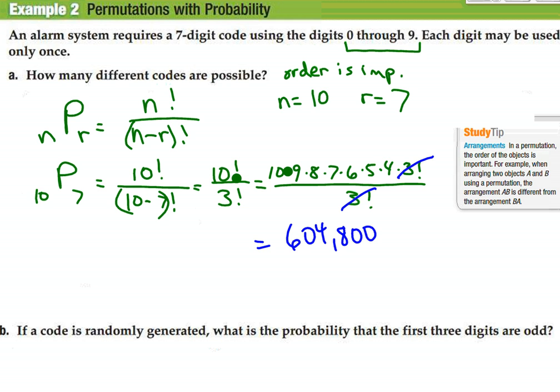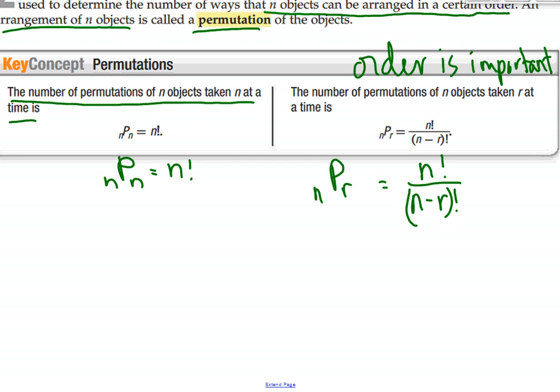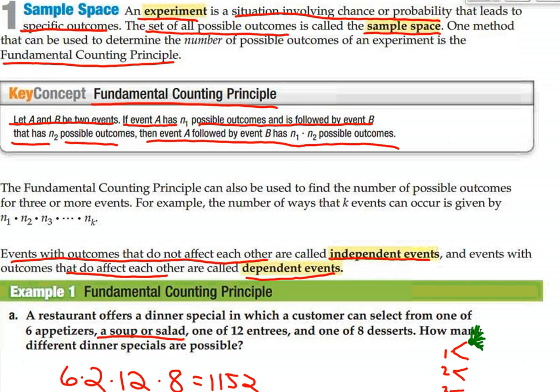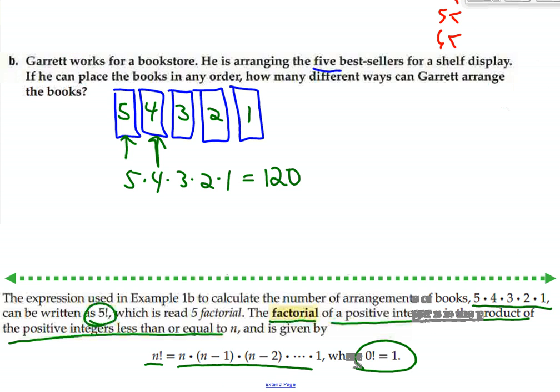And I want you to compare that to the books on a shelf problem, okay? The books on a shelf problem, where I had 5 books, so I had 5 that I could put there. Once I put that one there, then it's kind of glued down, so to speak, and then I only have 4 choices of what I can do there.